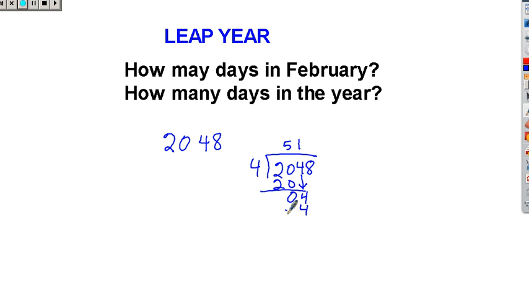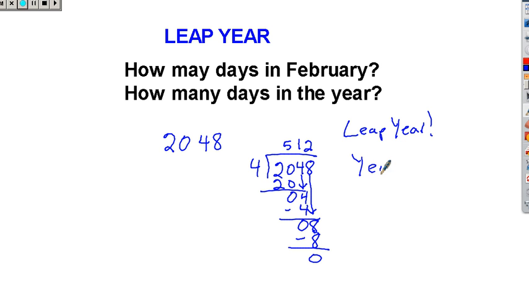1 times 4 is 4. And that's 0. Bring down the 8. 8 divided by 4 is 2. 2 times 4 is 8. There is no remainder. That means it's a special year. No remainder means, bingo, it's leap year. Okay, so in that year, we would have 366 days. In February, we would have 29 days of that year.